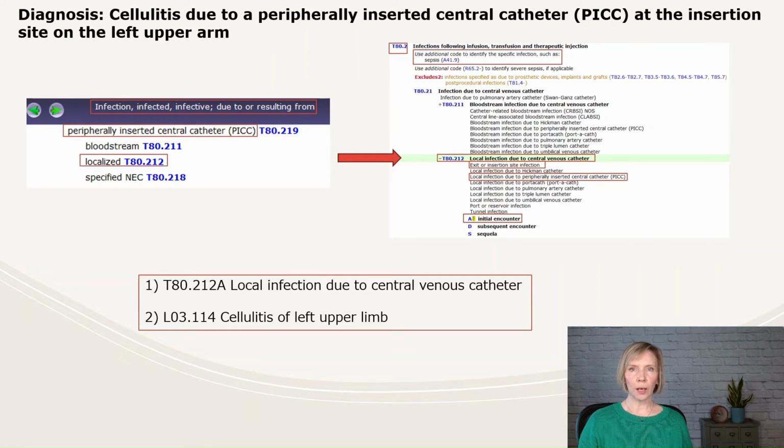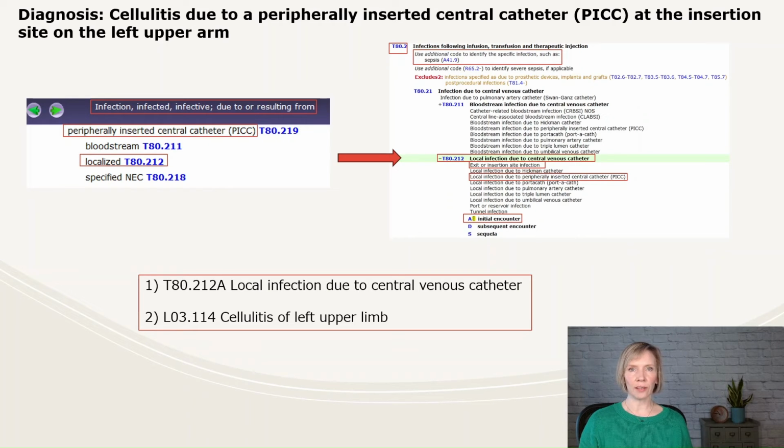To begin looking up our code, we start in the alphabetic index under the main term infection and find the subterm due to or resulting from. Then we go to peripherally inserted central catheter, and finally to localized, which leads us to code T80.212. Next, we confirm this code in the tabular and review any instructional notes. We find that exit or insertion site infection and local infection caused by a peripherally inserted central catheter are both inclusion terms for this code, confirming that we have selected the correct code.